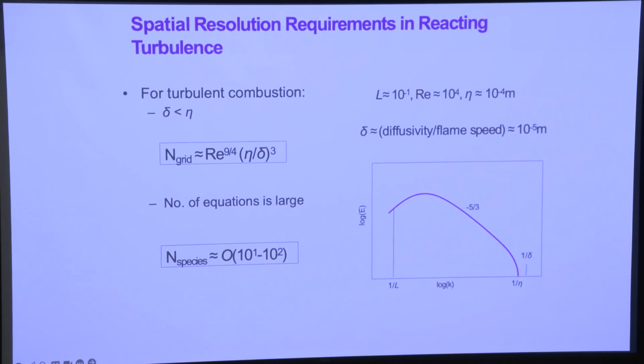For turbulent combustion, the flame thickness, as I said, can be smaller than the Kolmogorov scale. And so the number of grid points scales as Reynolds number to the 9/4 for the turbulence, and then you have this ratio that's multiplied by it, that is the ratio of the Kolmogorov scale to the flame thickness cubed. And so that's a very, very large number. And on top of that, you have linear scaling with the number of species that you're going to transport. That can be of the order of 10 to maybe order 100. And so you can quickly see that the cost gets very, very high.